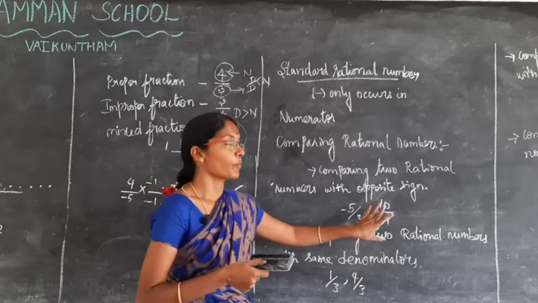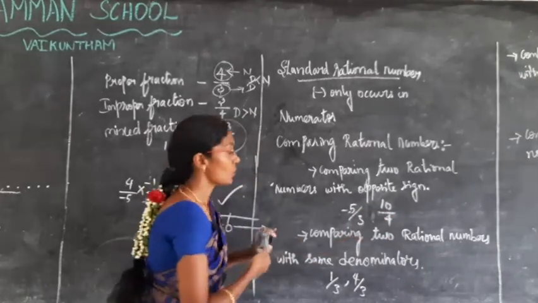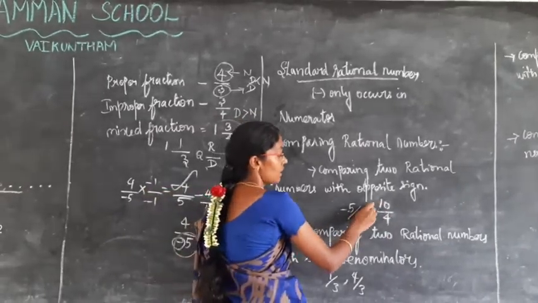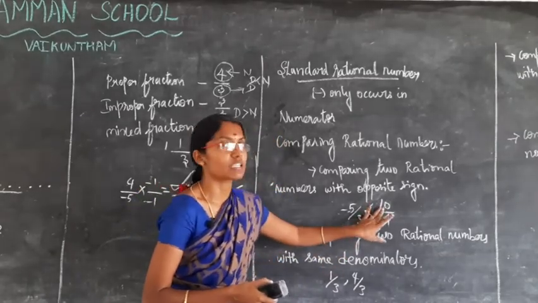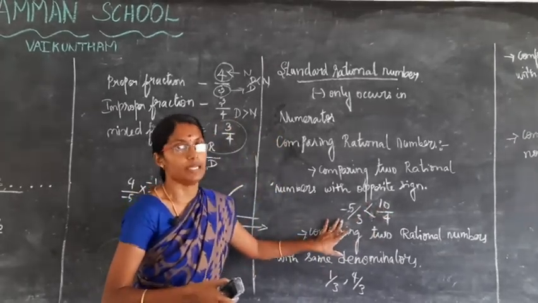Okay, the numbers with positive sign are greater. So minus 5 by 3 is less than 10 by 4. Always the positive rational number is greater than the negative rational number.